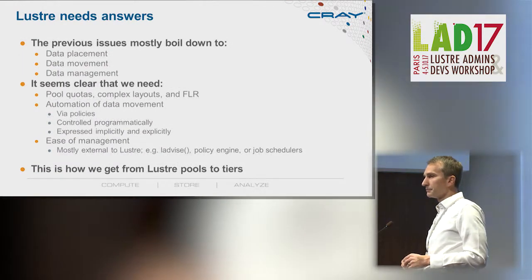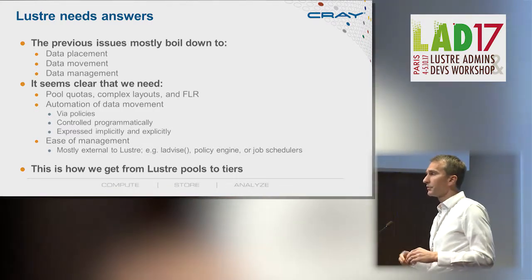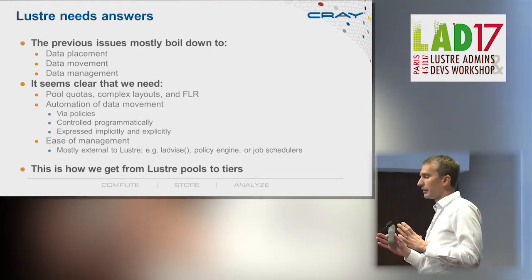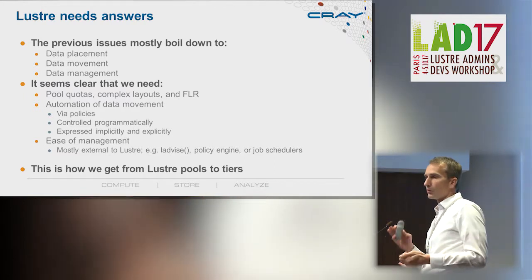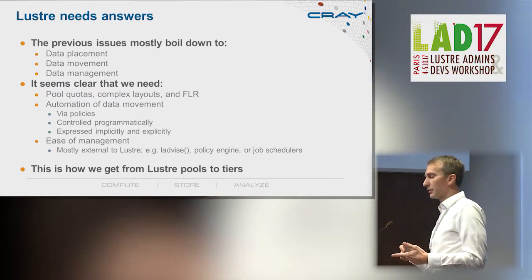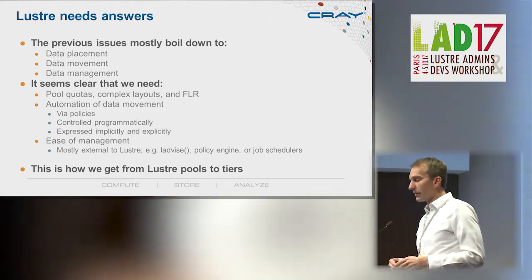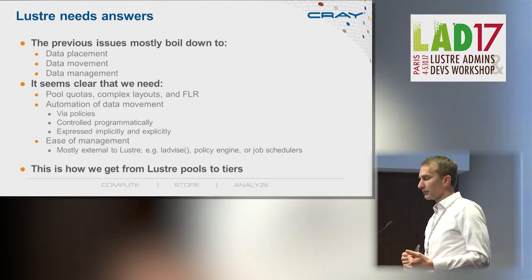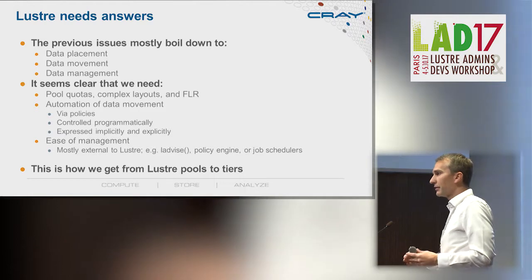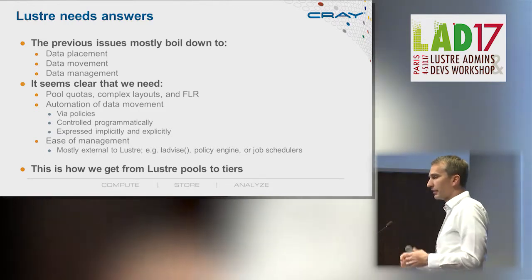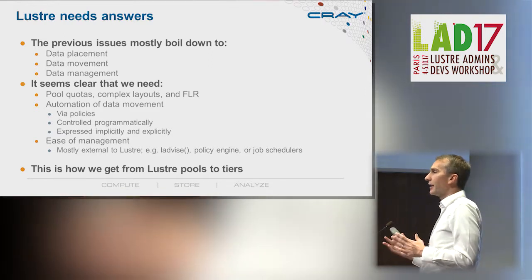And so getting back up to a higher level, it's clear to me that Lustre needs some answers here to be able to make Flash work. Again, the issues boil down to placement, movement, and management. And so it seems somewhat clear to me, and we can have a conversation about this, but I think we need pool quotas for the reasons we talked about before. We need to have file level replication to make it easier, as a draining technology and as a persistence technology. We need to be able to move that data automatically.